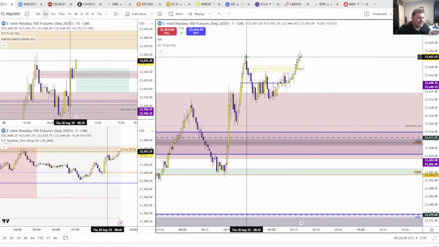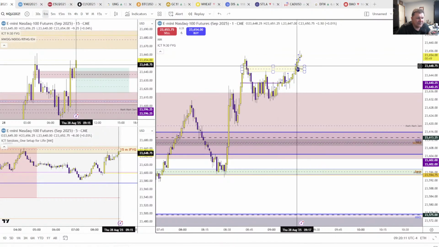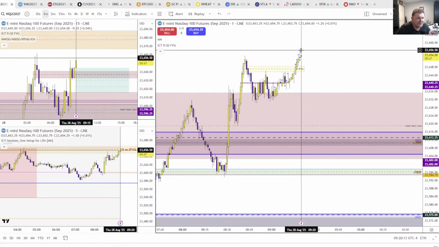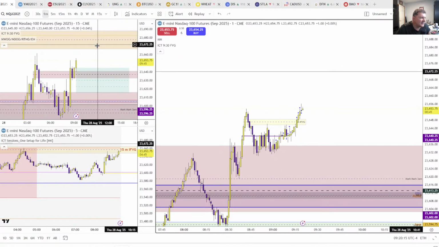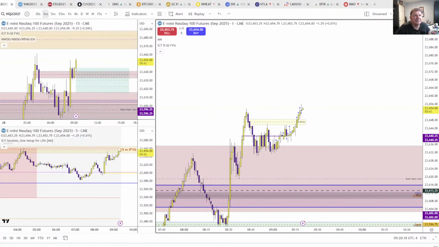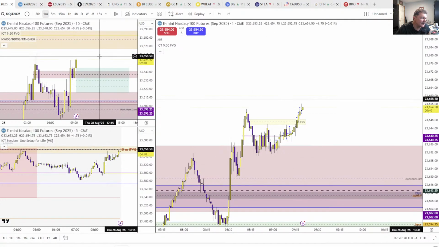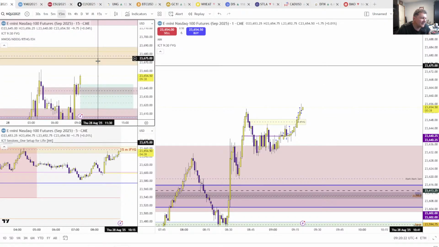Still moving higher, takes the high, pay yourself, move to break even, risk-free trade now. Let's see if we get a reach up into this premium box here, the one we've been looking for forever, this 4 hour.